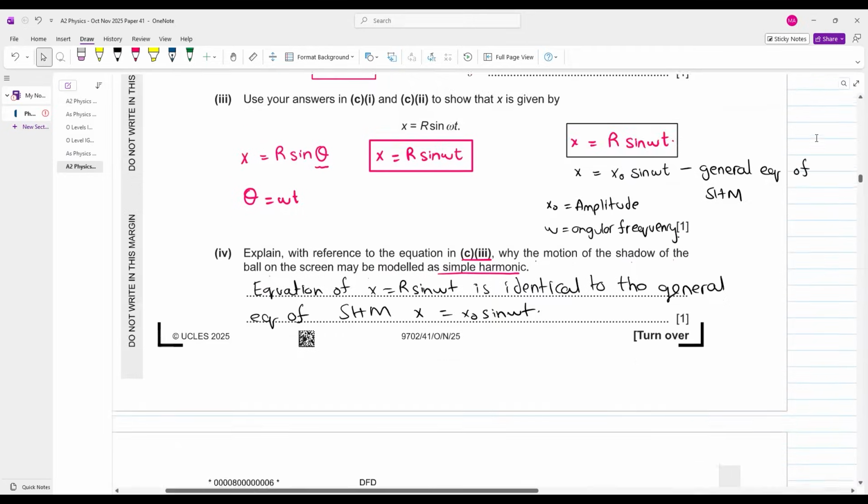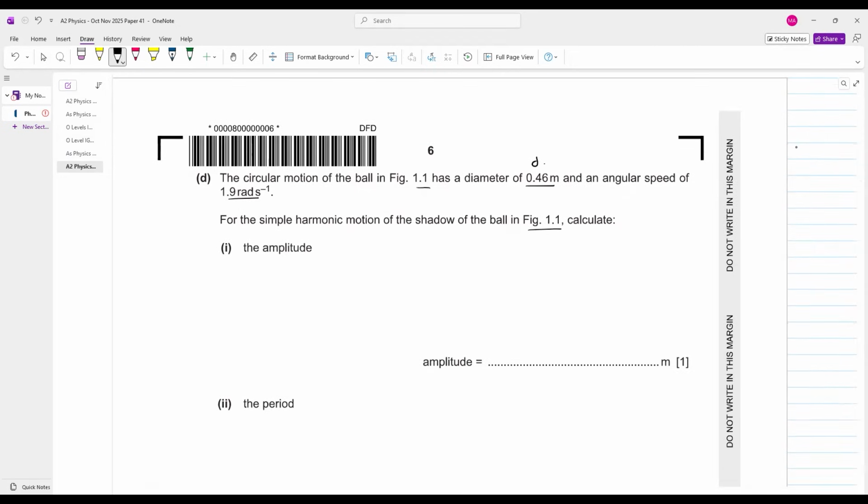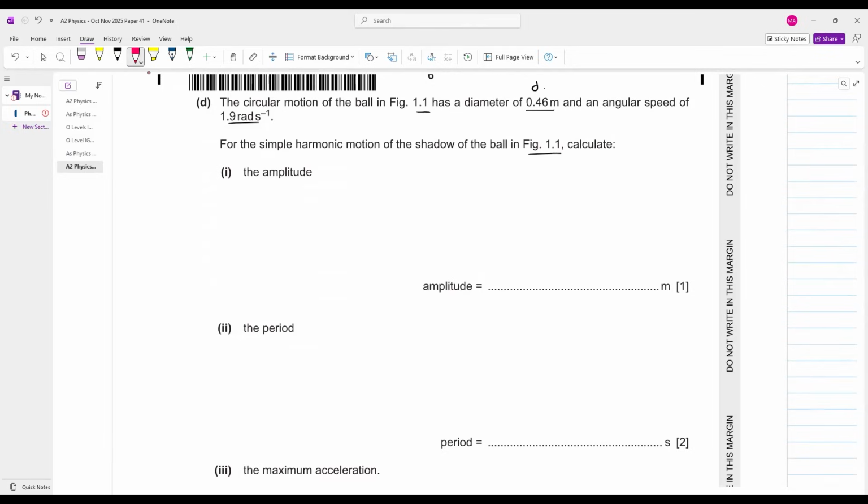Let's move ahead. The circular motion of the ball in figure 1.1 has a diameter of this. Okay, this is your diameter. And an angular speed of this. For the simple harmonic motion of the shadow of the ball in figure 1.1, calculate the amplitude. We have to find the amplitude. How will we do that? How will you determine the amplitude, beta?